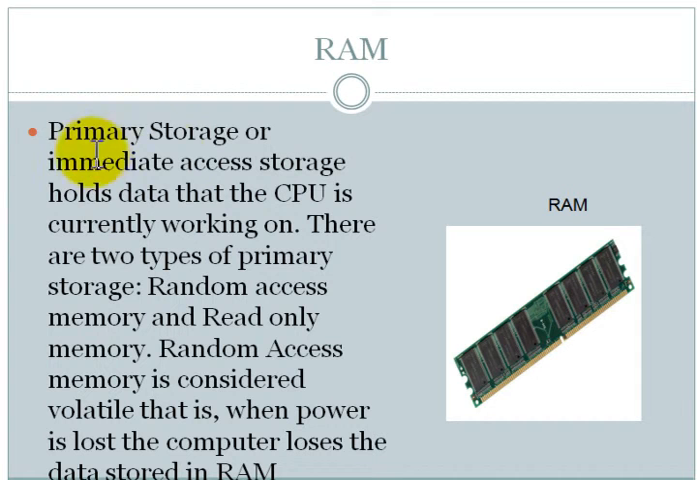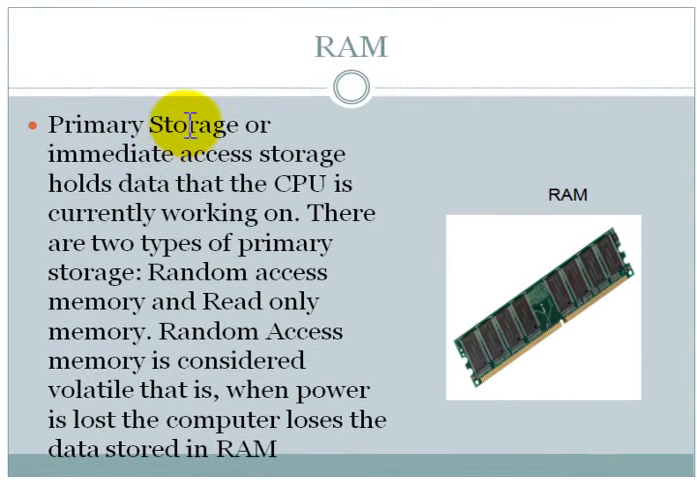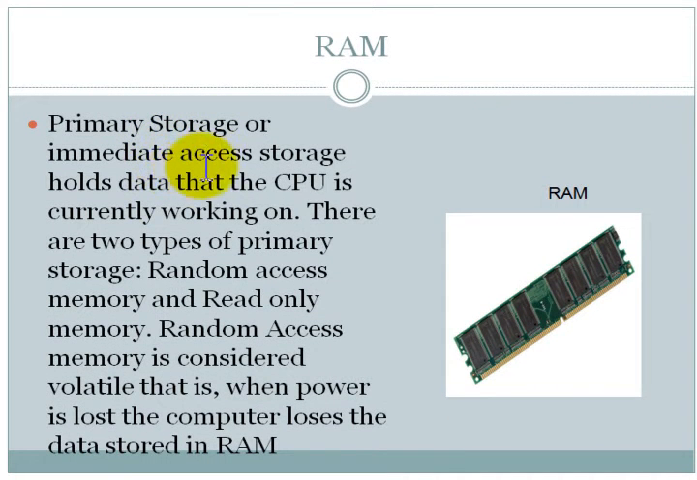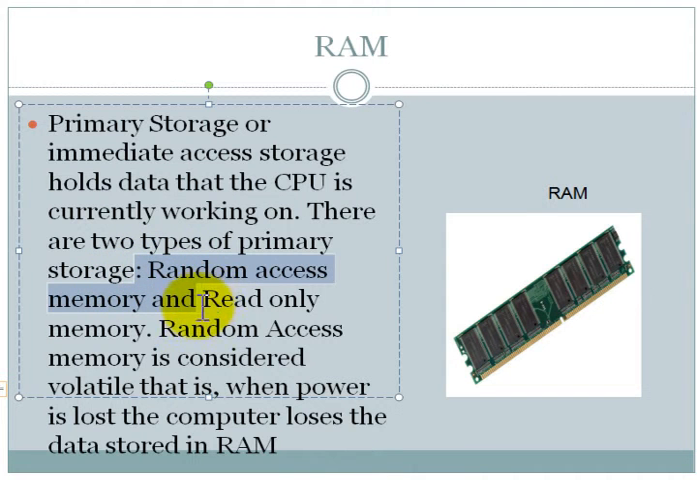Primary storage, or immediate access storage, holds data that the CPU is currently working on. There are two types of primary storage: the random access memory and the read-only memory. Random access memory is considered volatile, that is, when power is lost, the computer loses the data stored in RAM.